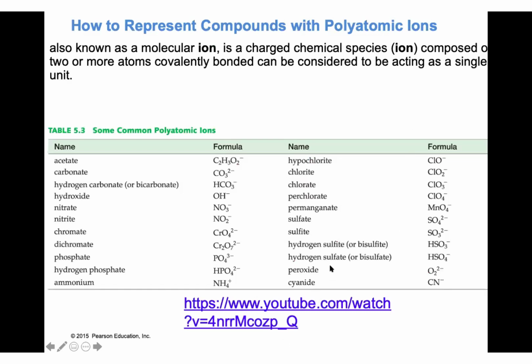And these are polyatomic ions. I'm going to go over it, and I'm going to provide this in the exam.